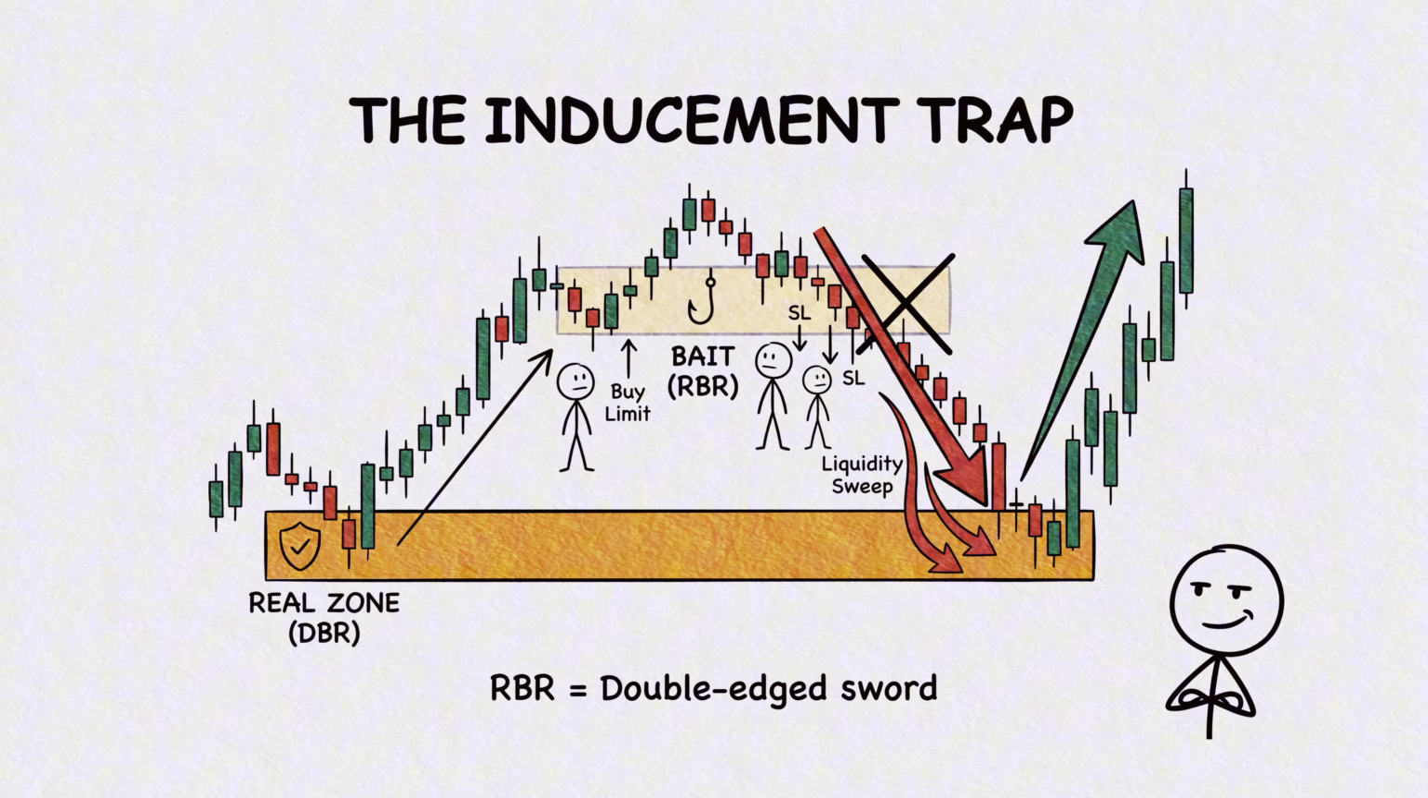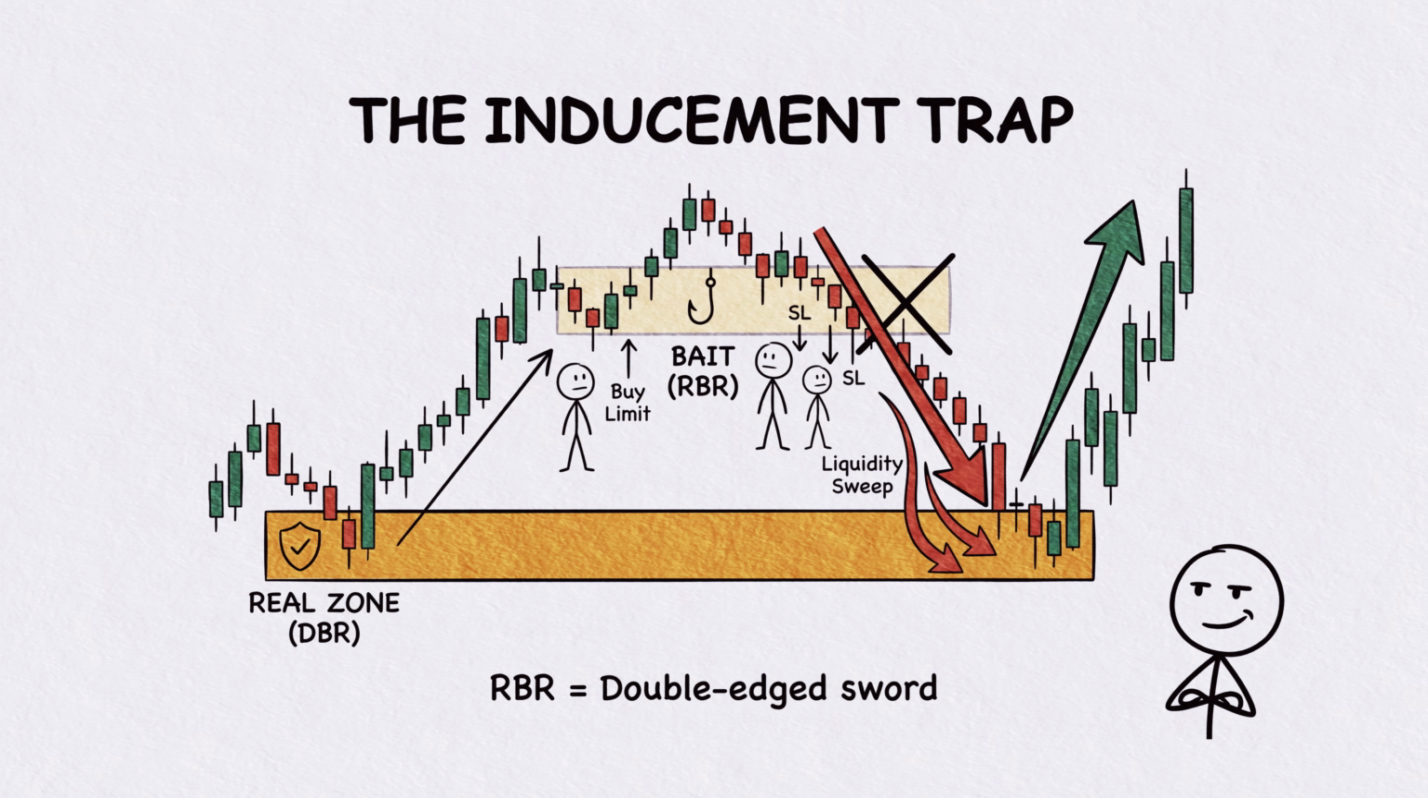The crowd gets excited, draws the zone, places buy limits, and places stop losses right below the base. But this RBR is not where institutions intend to buy. It serves as inducement, bait, whether intentional or incidental. It doesn't matter whether institutions deliberately created it or not. What matters is the outcome on the chart is the same. Retail places stop losses exactly where liquidity will get swept.